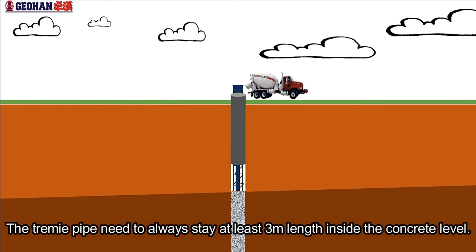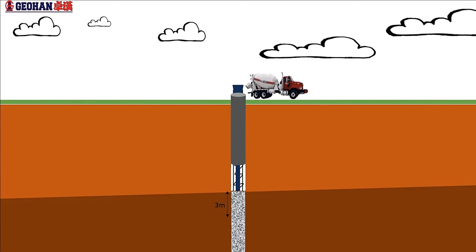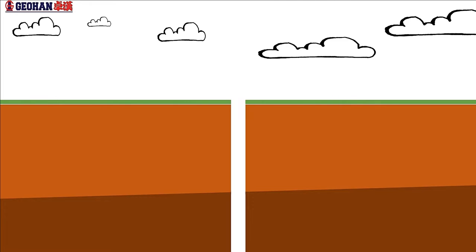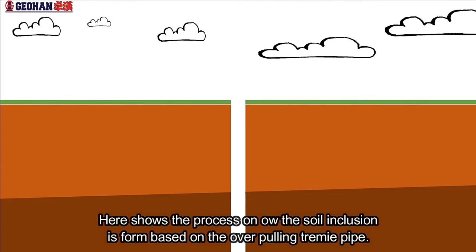The tremie pipe needs to always stay at least 3 meters inside the concrete level. Here is shown the process of how the soil inclusion is formed based on the overpulling of the tremie pipe.